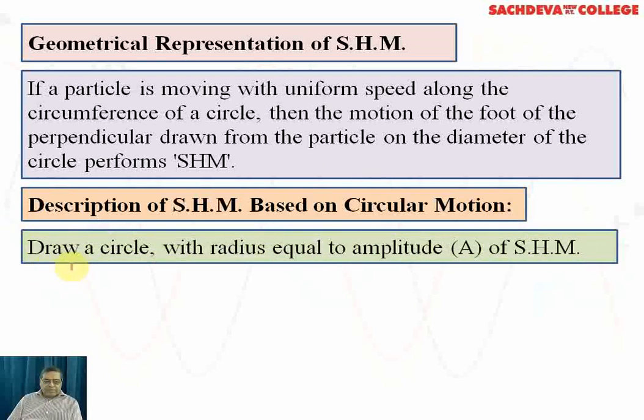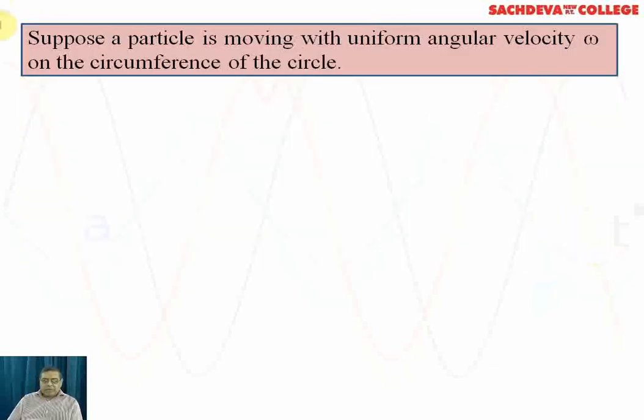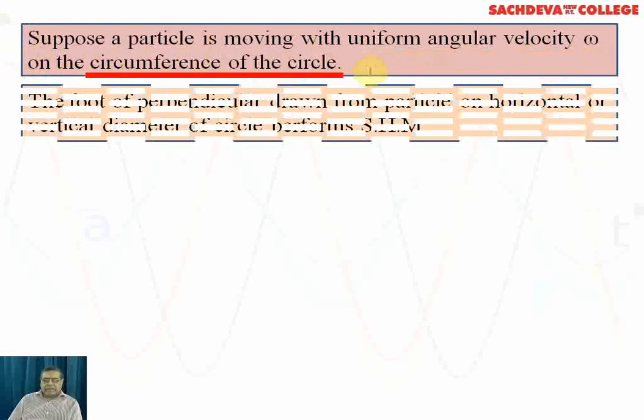Now, for the geometrical representation, draw a circle with radius equal to the amplitude. This is what I have suggested: the radius of the uniform circle is supposed to be the amplitude of SHM. And when we say a particle is in SHM, it means that it is an oscillatory or harmonic oscillator. Suppose a particle is moving with uniform angular velocity omega on the circumference of the circle.